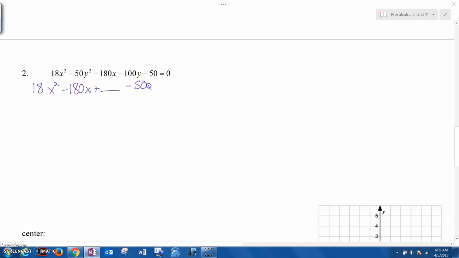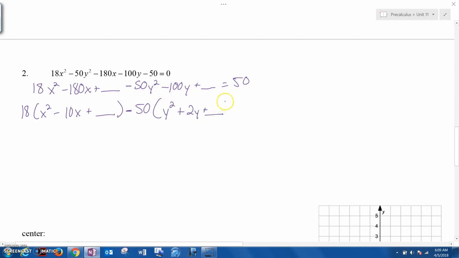There's a minus 50y squared, minus 100y, plus 1 equals 50. Okay, so when you factor out the lead coefficient, you have to be careful that you are also factoring out the negative sign for this second one. So the first one's the same as it always is: x squared minus 10x plus blank. Then I'm taking a minus 50 out. When I take a minus 50 out, this becomes a positive y squared. This becomes a positive 2y, because that had a minus. So be careful with that.